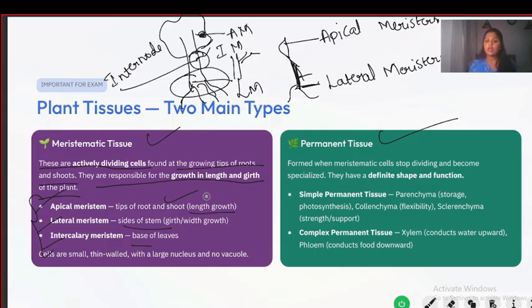Now, how is a cell visible in the microscope, how does it appear? Structure wise, they are small, thin walled, with a large nucleus and no vacuole.